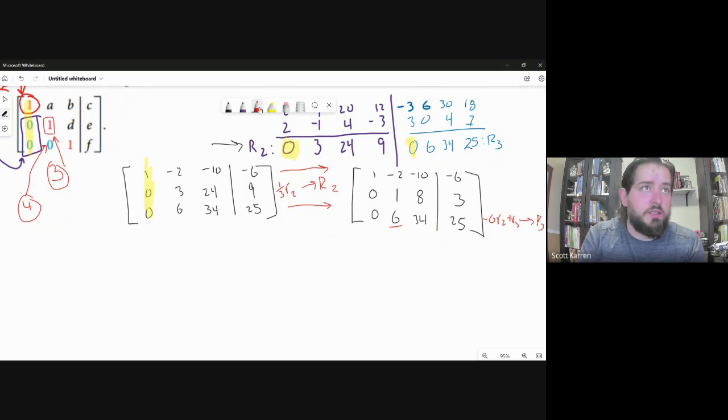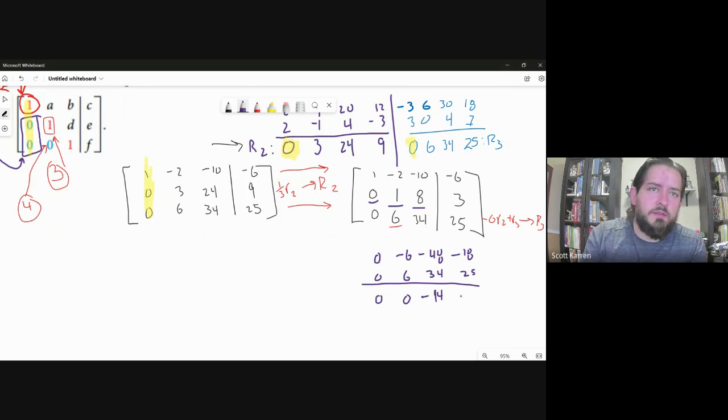I'm trying to zero out this 6, so I'm going to take -6 multiples of row 2 and add that to row 3. And that becomes my new row 3. So I'll do this just right here on the side, right? -6 times row 2, well, -6 times 0 is still 0. -6 times 1 is -6. -6 times 8 is -48. And -6 times 3 is -18. And then row 3, I'm just going to add that in. So 0, 6, 34, and 25. And I've got 0, 0. What is that? 14. -14, right? And then 7.